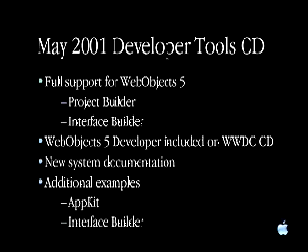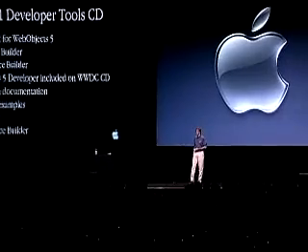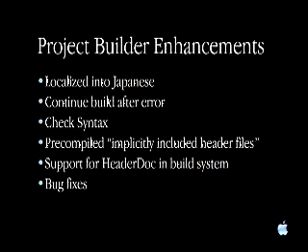There's new system documentation. There's some additional examples for AppKit, like I think one for the use of the NSToolbar, and then some Interface Builder examples as well that Henri will probably talk about. On the Project Builder enhancements, it's been localized into Japanese. General purpose enhancements, you can now continue your build after there's been an error in one file, so you can go off and continue to try to compile all your other files. That's on the building preferences.